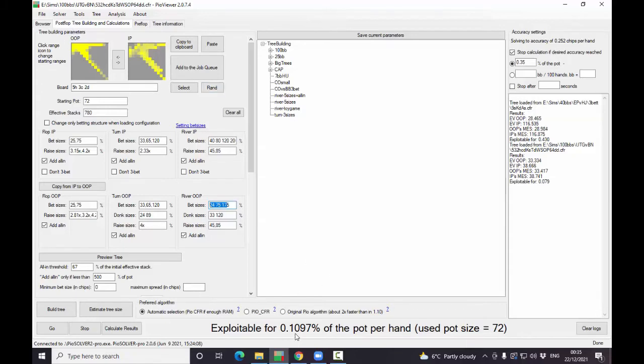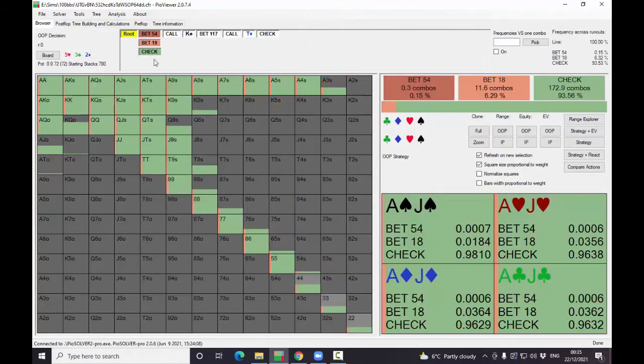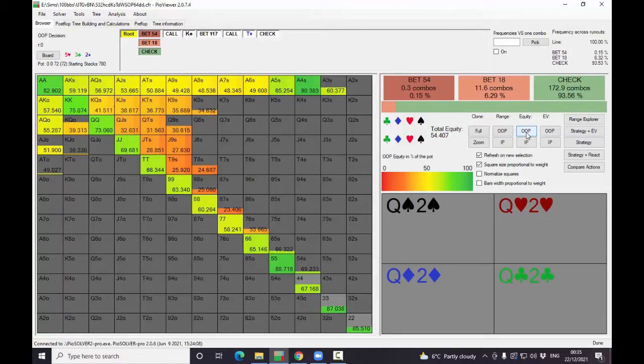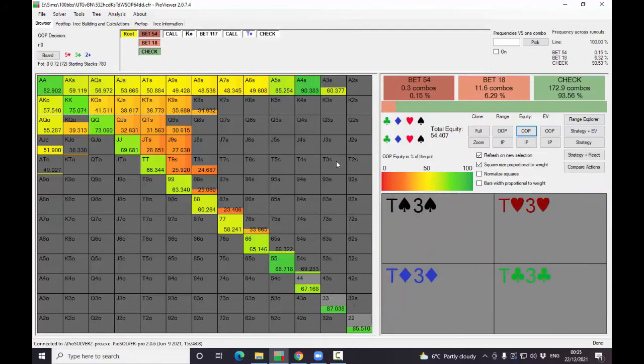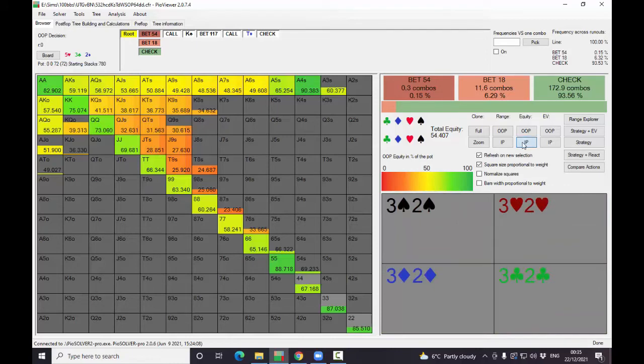So I ran the solve already. You can see we solved down to 0.1%, and what I generally do before I actually look at the solve is I just look at the ranges. If we click on this button, out of position, we'll see the range of the out of position player. This is the under the gun guy. So these are all the hands that he would open pre-flop, and this is the equity that he has. That's the in position range.